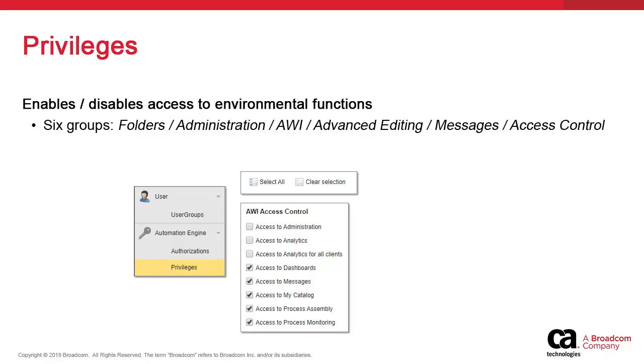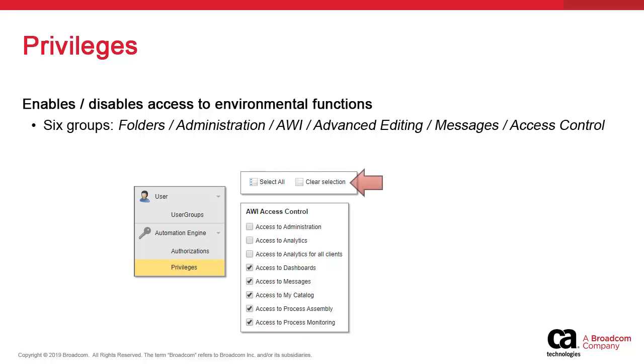A user's privileges determine the groups of functions the user can access. There are 6 groups of functions targeted by privileges, namely folders, administration, the web interface itself, advanced editing, the message function, and access control. We can enable each function by simply checking a box. As we move through the demo, we'll explain each group of functions.